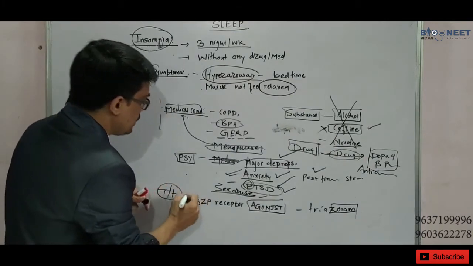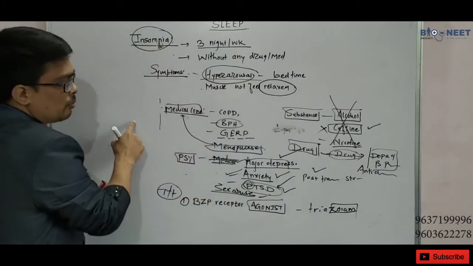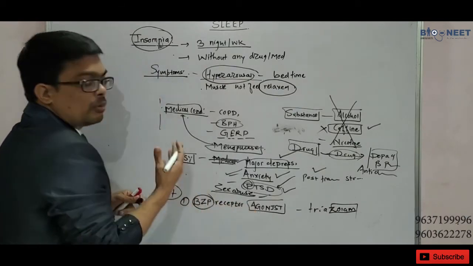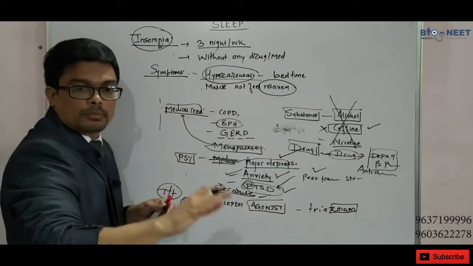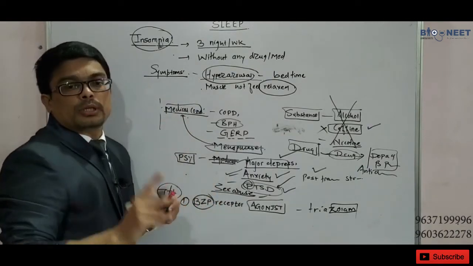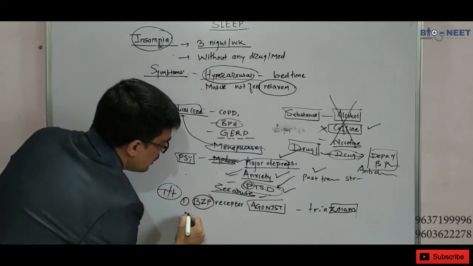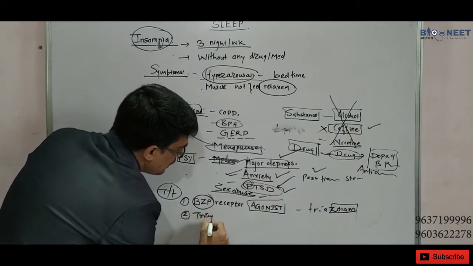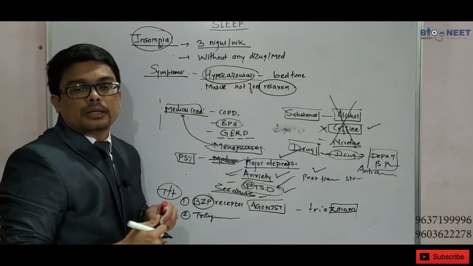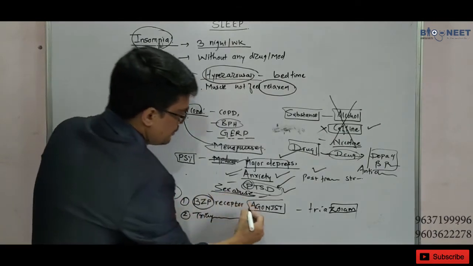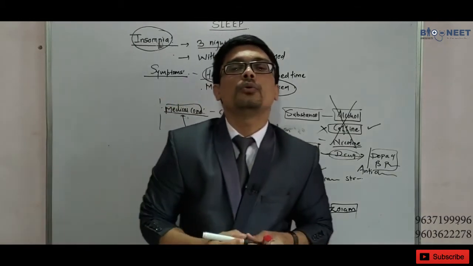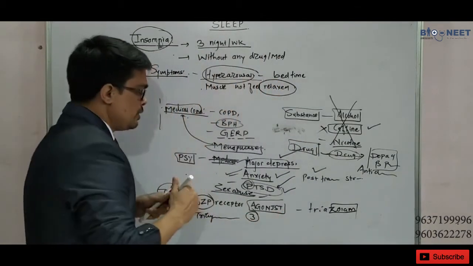These are the drugs we can use in case of insomnia, so if they are agonists, benzodiazepine, what happens? They make you sleep. They make you sleep. So this is one treatment in case of insomnia. Second is tricyclic drug, an antidepressant drug we can use in case of insomnia. Tricyclic drug, right? And the third drug, I don't know whether you know this drug or not. These are called melatonin receptor agonist drugs.